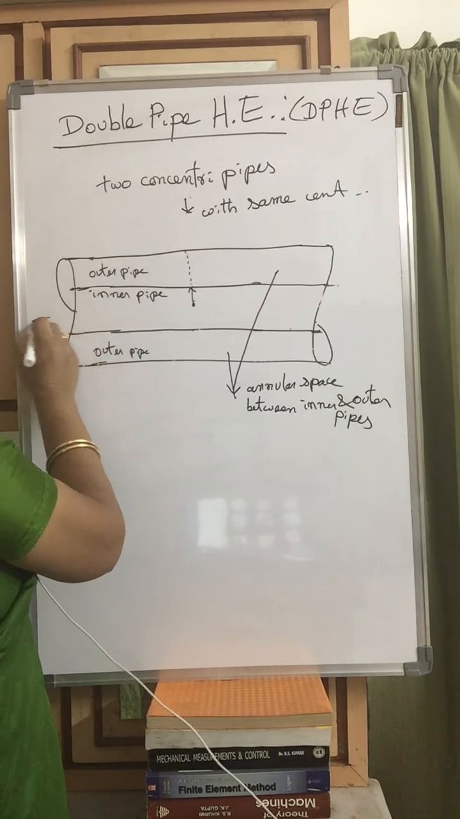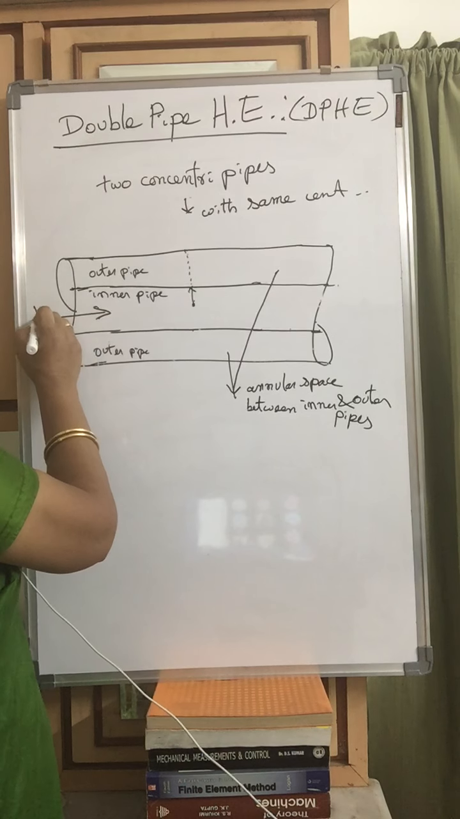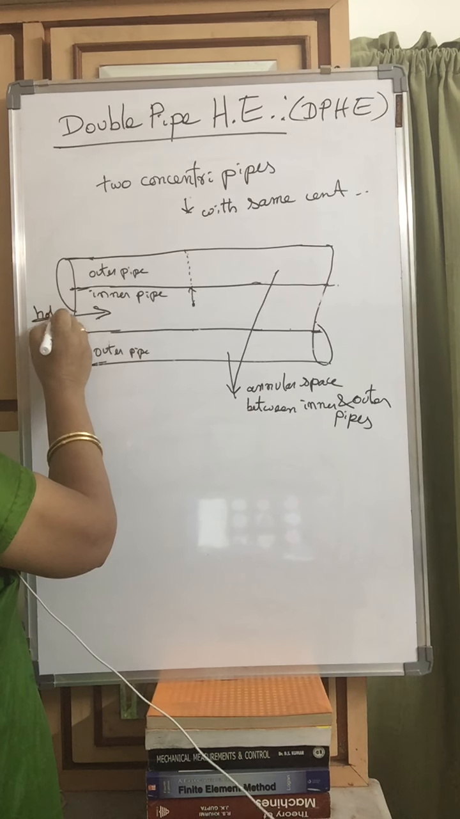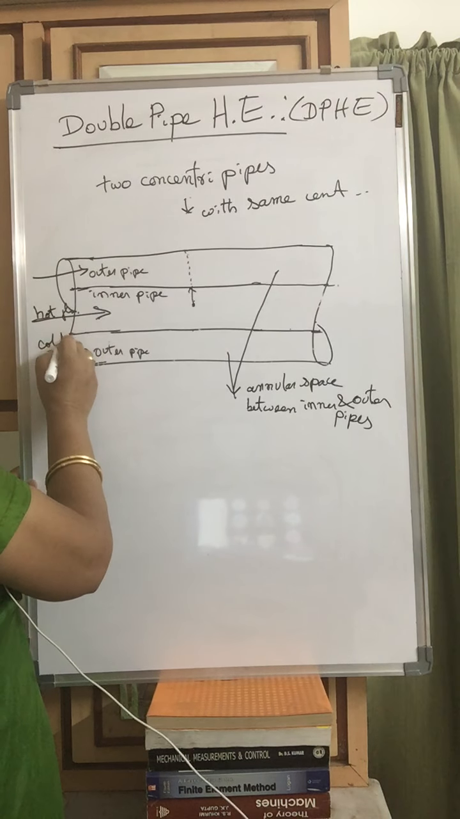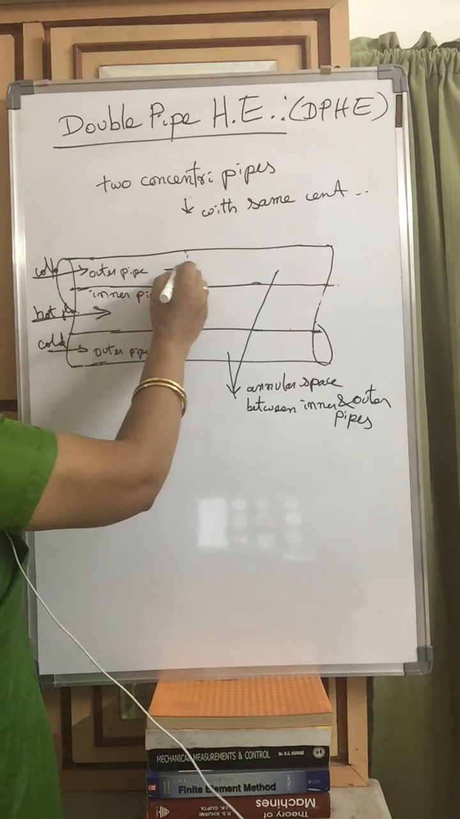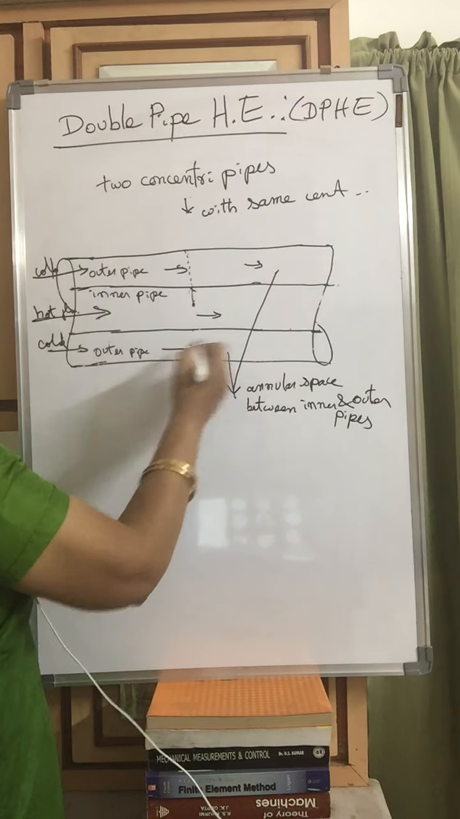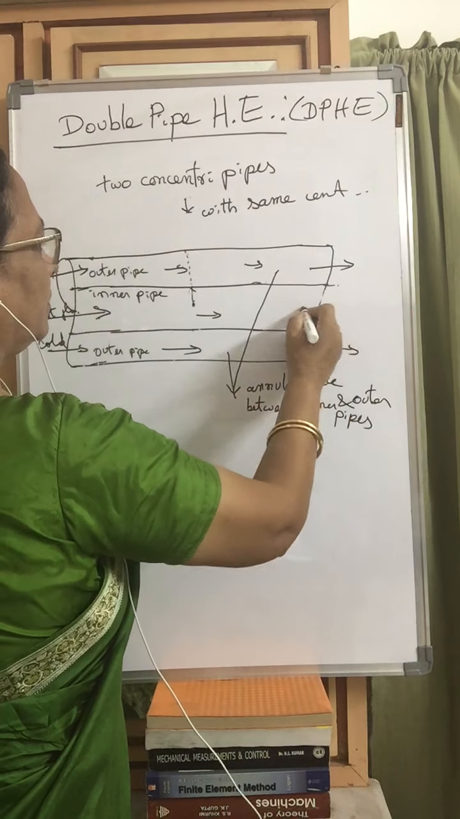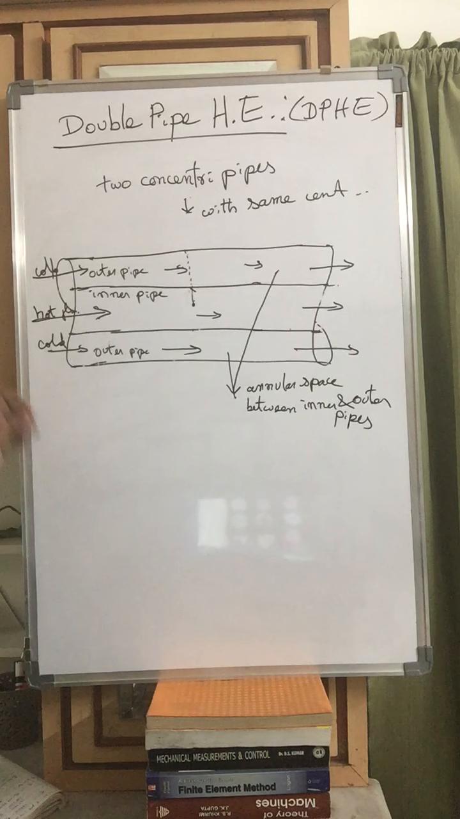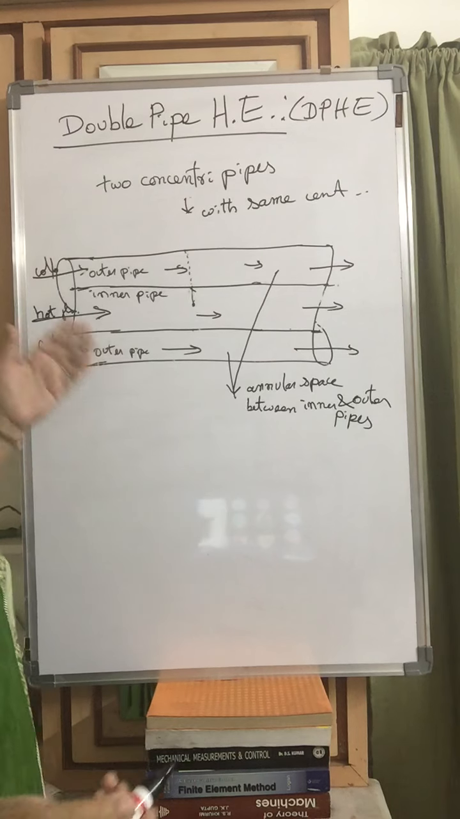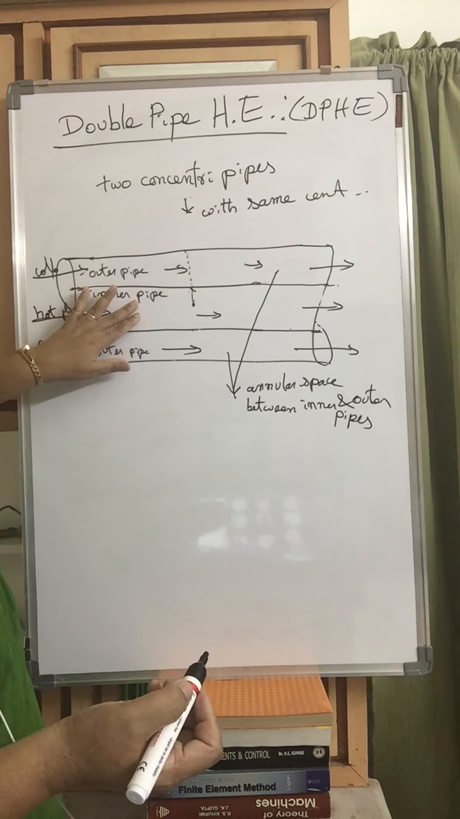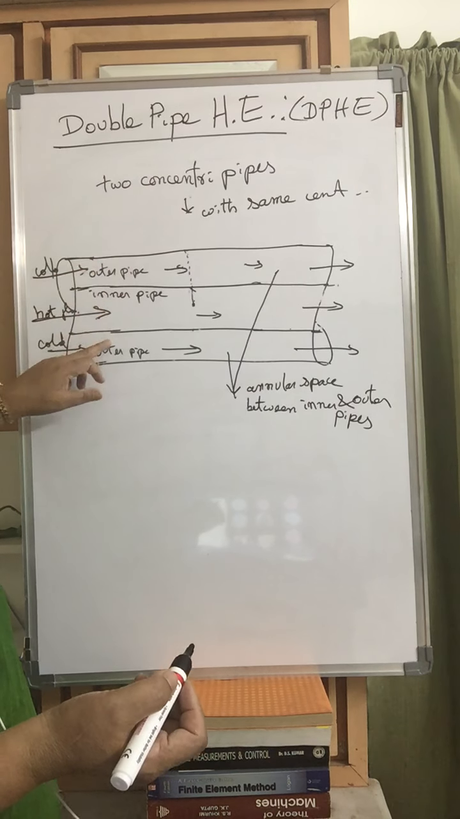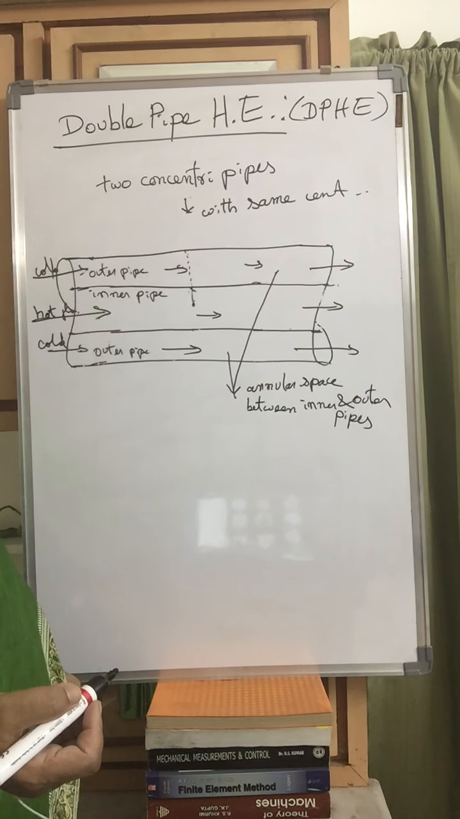Here one fluid will be flowing, say a hot fluid, and another fluid will be flowing here, this is a cold fluid. Through the annular space one fluid flows, let it be hot or cold. In some cases we send the hot fluid through the annular space, it depends. So one fluid flows inside the inner pipe and the other outside the inner pipe, through the annular space.